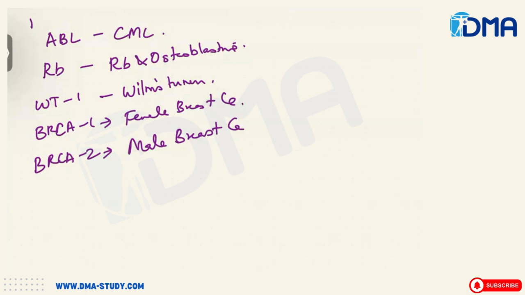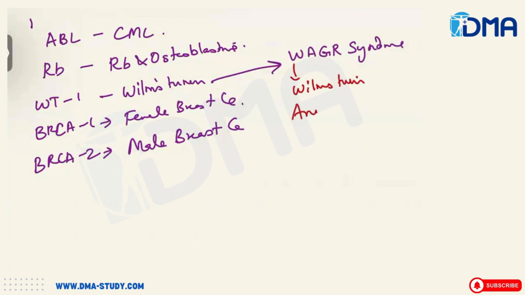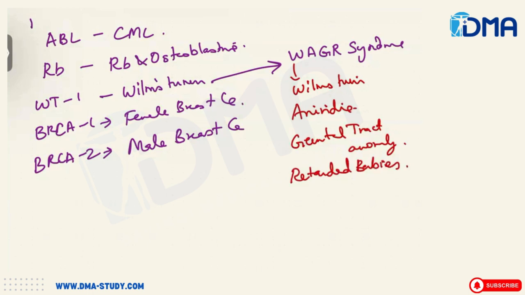When you speak about Wilms tumor, I remember a syndrome which is called WAGR syndrome. Wilms tumor, then aniridia, genital tract anomaly, and retarded babies. These will be the features of WAGR syndrome.